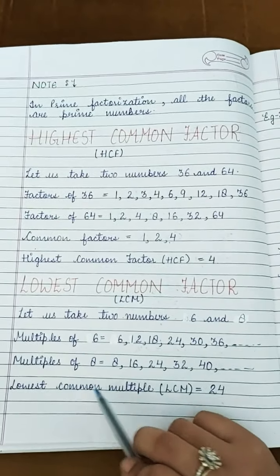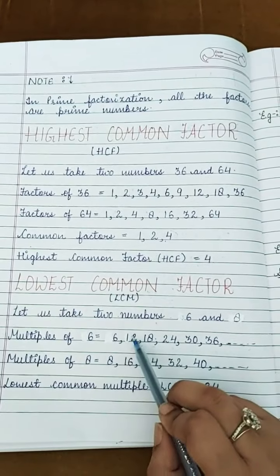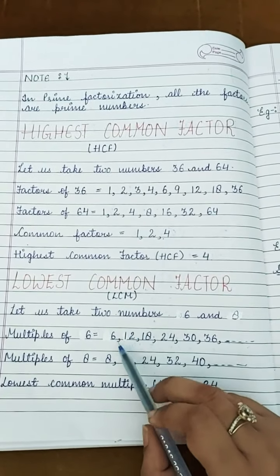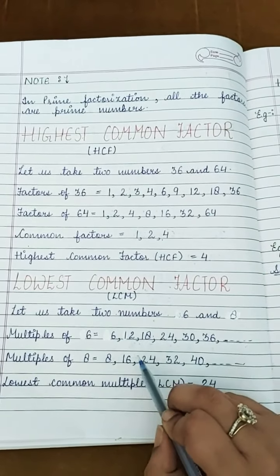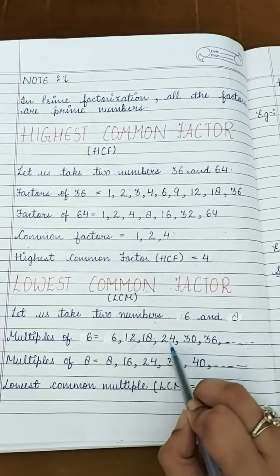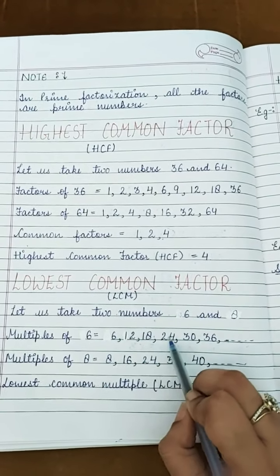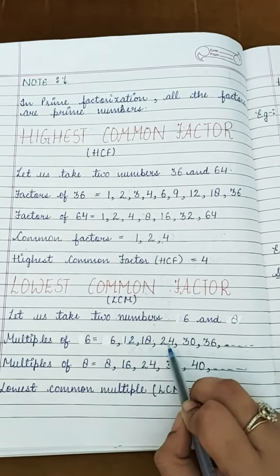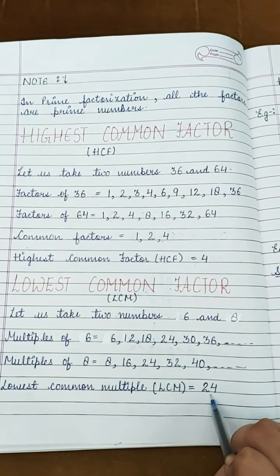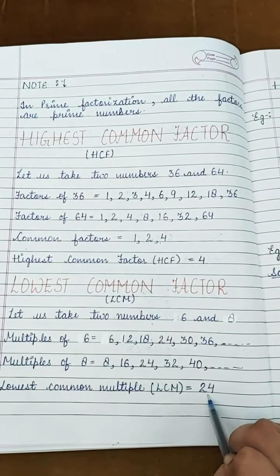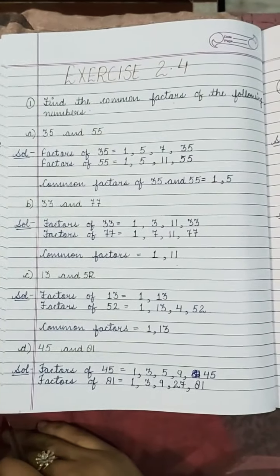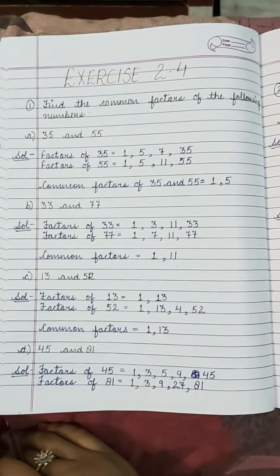Now, lowest common multiple. See, the lowest, matlab sabse chota common multiple. Observe the common multiple. Okay, the common multiple is 24 here. Okay, and this is the lowest common multiple. So, the LCM of 6 and 8 is 24. Now, let us do the exercise 2.4.